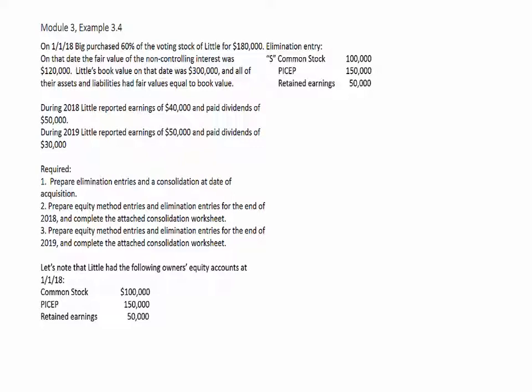So our elimination entry, again, we're going to eliminate the subsidiary's owner's equity accounts: common stock, paid in capital in excess of par, and retained earnings. That total of $300,000, whereas previously when it was a wholly owned subsidiary, that entire $300,000 would be closed against the parent's investment. Now that $300,000 is going to be split 60-40 between the investment in Little, the parent's share, and the non-controlling interest, the other 40%, which is owned by the non-controlling shareholders.